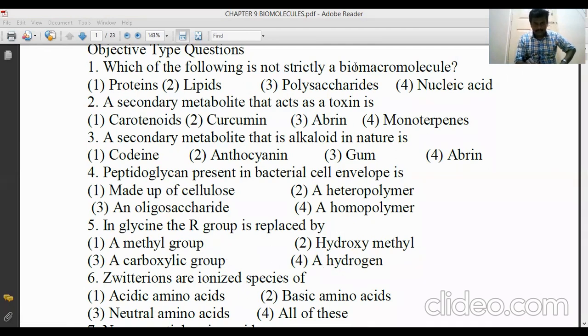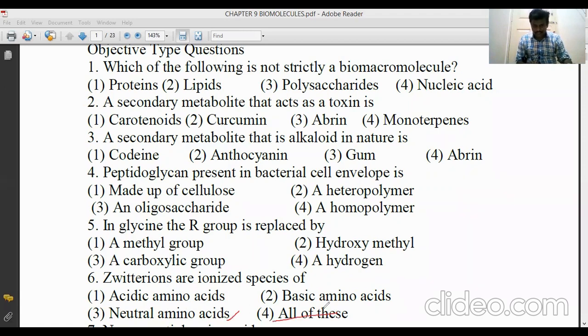Next, sixth question. Zwitterions are ionized species of what? Is it amino acids? Acidic amino acids? Basic amino acids? Neutral amino acids?